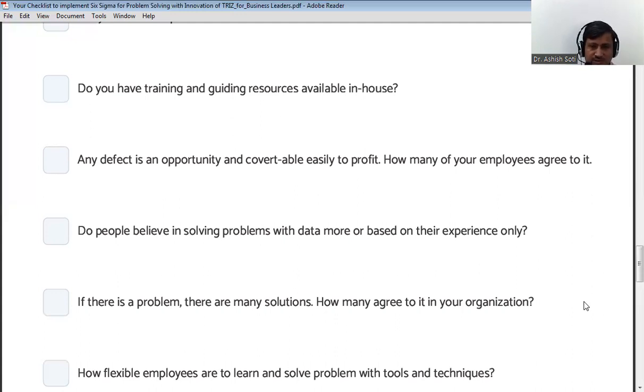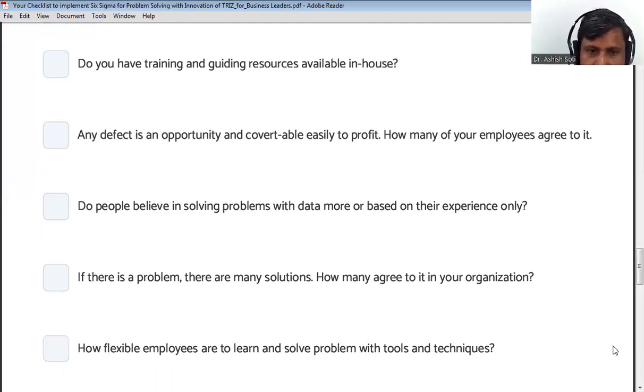And this is the TRIZ philosophy, in fact: my problem is similar to another person's problem, and I can get a solution by seeing the solutions of others. So if there is a problem, there are many solutions. We are just required to use our brain. That is what starts the thinking about innovation.